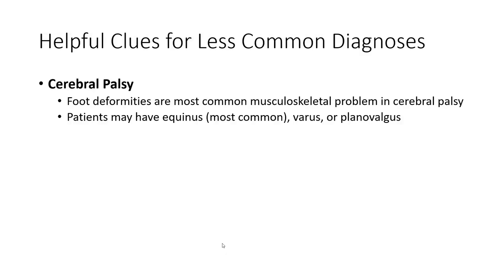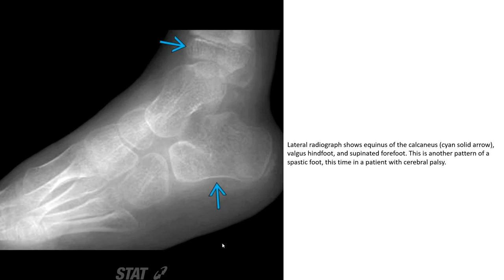Cerebral palsy: foot deformities are the most common musculoskeletal problem. In cerebral palsy, patients may have equinus, varus, or planovalgus. Lateral radiograph shows equinus, valgus hindfoot, and supinated forefoot.